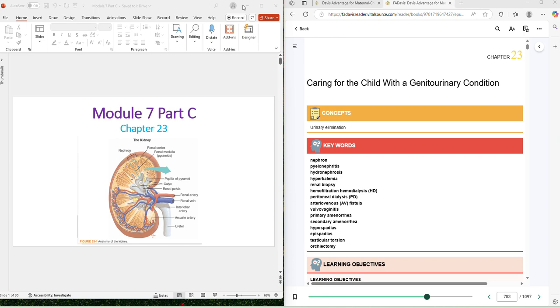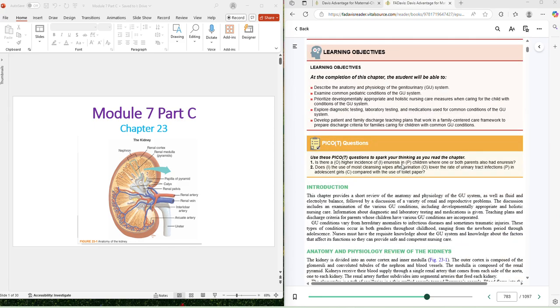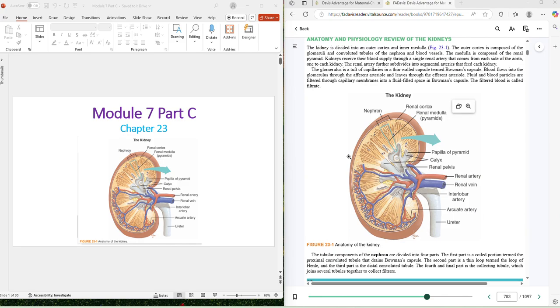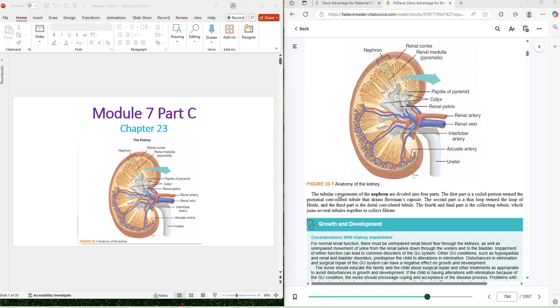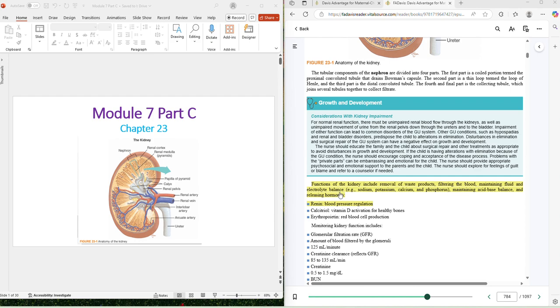Okay, we're going to start on page 783. It just explains the anatomy of the kidney, of course. Same picture in your book here. I'll just review that. On page 784, some winks and lollipops.